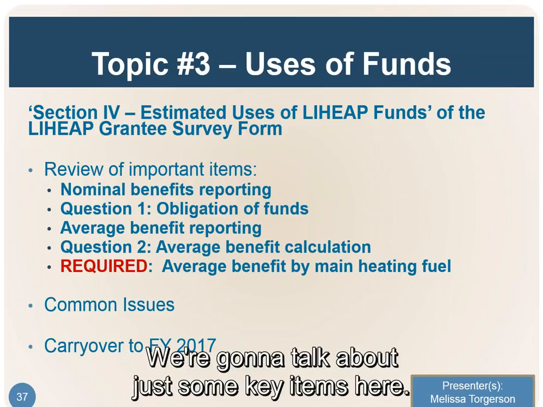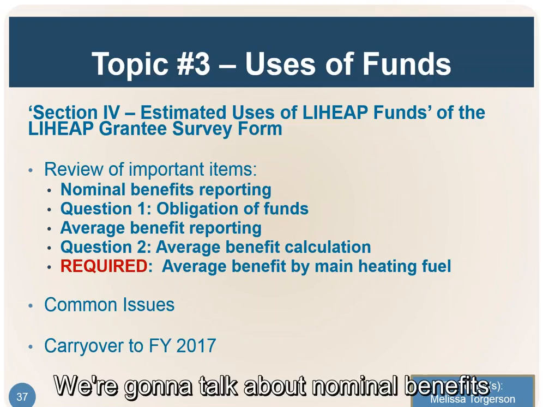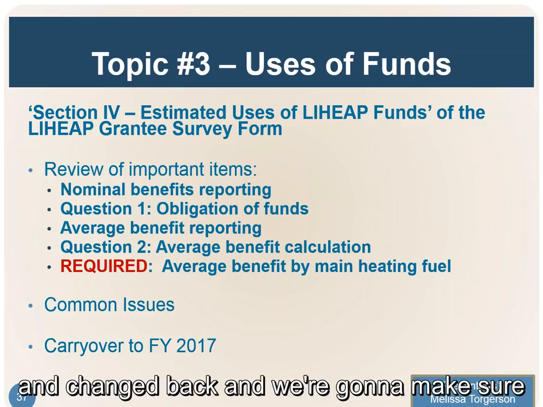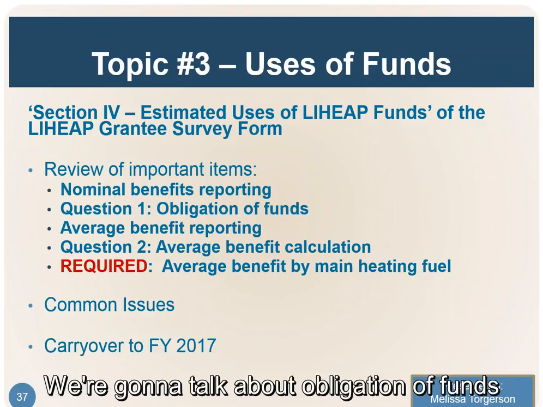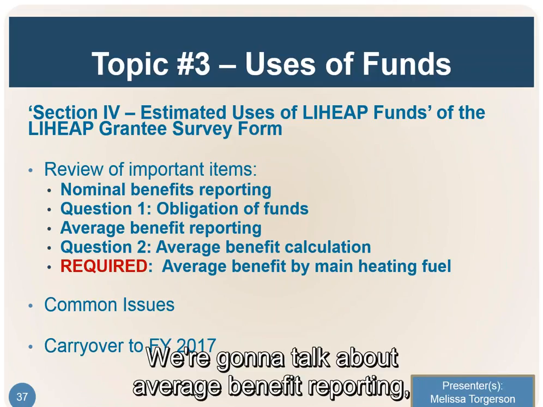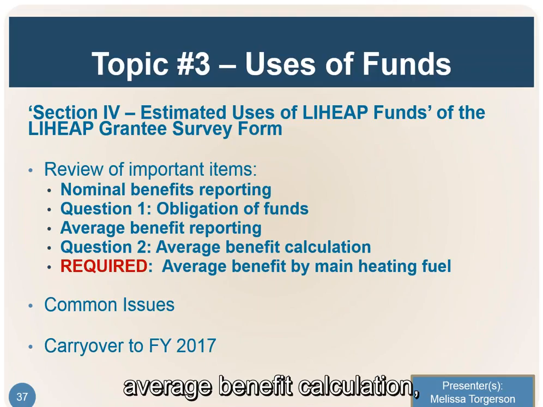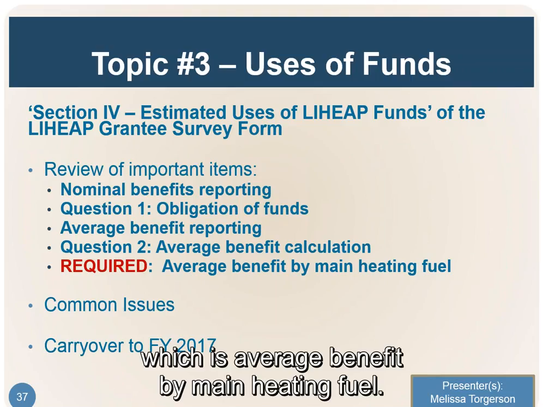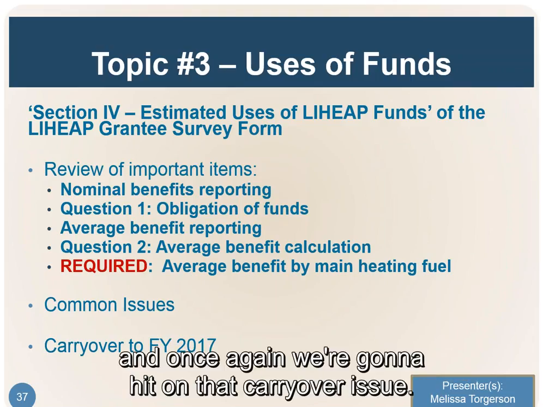We're going to talk about just some key items here. We're going to talk about nominal benefits, since that's been kind of updated over the last few years and changed back, and we're going to make sure people are very clear about that. We're going to talk about obligation of funds in question 1 of the form. We're going to talk about average benefit reporting, average benefit calculation, and a newly required piece of this form, which is average benefit by main heating fuel. We'll talk about some common issues, and once again, we're going to hit on that carryover issue.